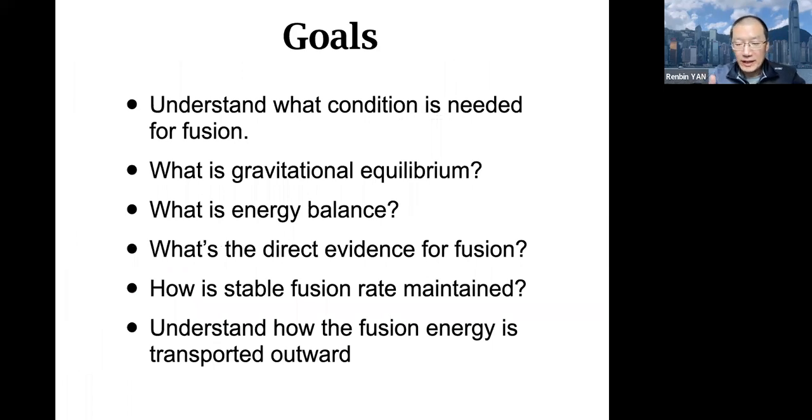What I want to talk about next is what kind of condition is needed for fusion. Then in the rest of the chapter, we will talk about what gravitational equilibrium and energy balance are, what the direct evidence for fusion is, how stable fusion is really maintained, and how the fusion energy is transported outward. You may not know all of these throughout this chapter, but we will cover some of these topics in the future when we talk about stars as well.